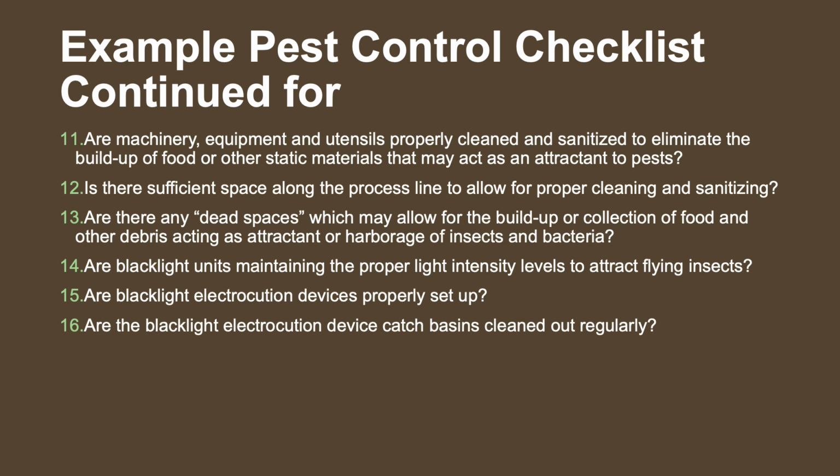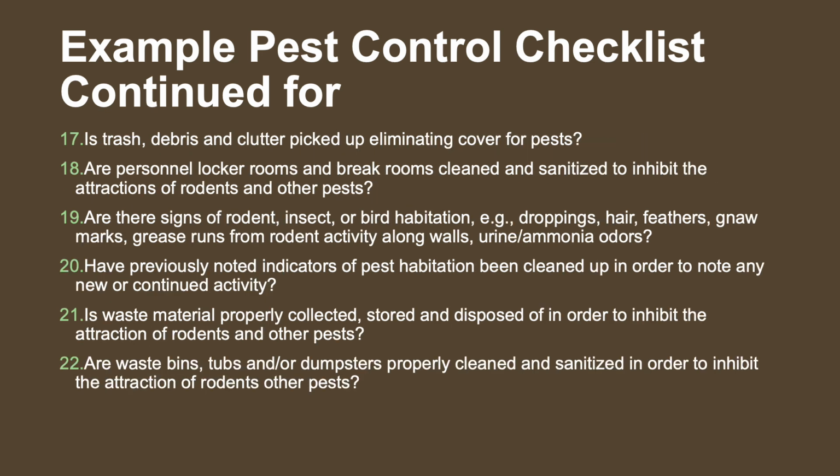Are blacklight units maintaining the proper light intensity levels to attract flying insects? Are blacklight electrocution devices properly set up? Are the blacklight electrocution devices and the catch basins cleaned out regularly? Is trash, debris, and clutter picked up, eliminating cover for pests? Are personnel locker rooms and break rooms cleaned and sanitized to inhibit the attraction of rodents and other pests?